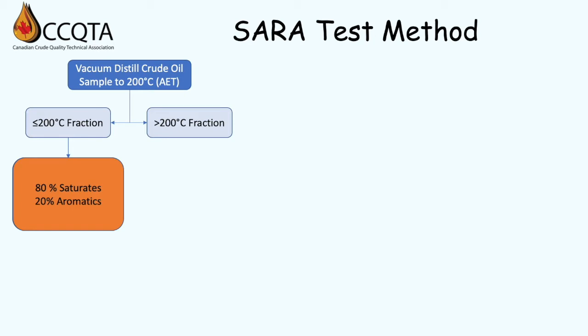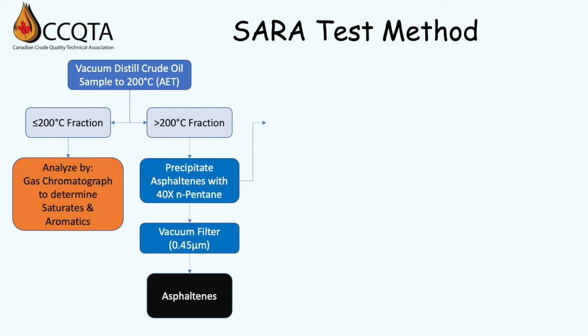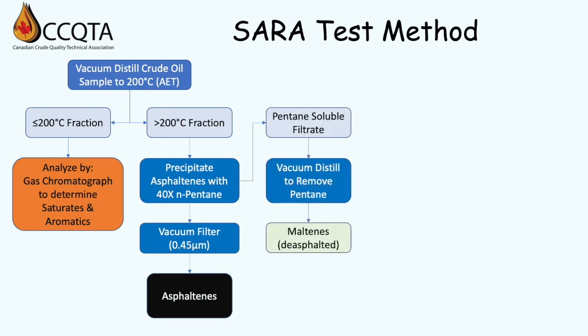Now, the greater than 200 C fraction moves into deasphalting. This is done by contacting with an excess of pentane. The pentane soluble fraction is then vacuum distilled to remove the pentane, leaving behind what is referred to as the maltenes. The maltenes are then loaded onto an alumina-filled column for further extraction by column chromatography.